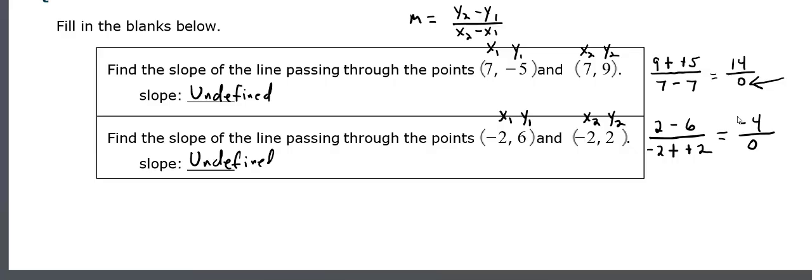Notice the similarities. Our x values for both of these were the same. If our x values are the same, that means we have a vertical line. And remember, the slope of a vertical line is undefined.